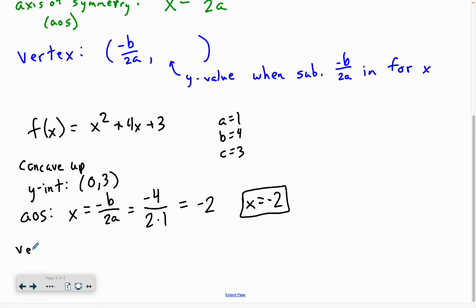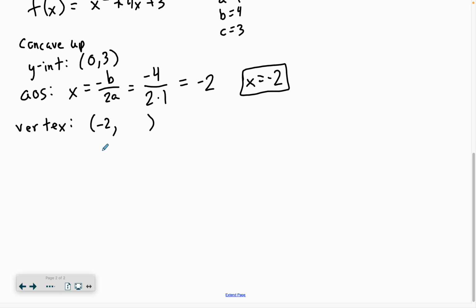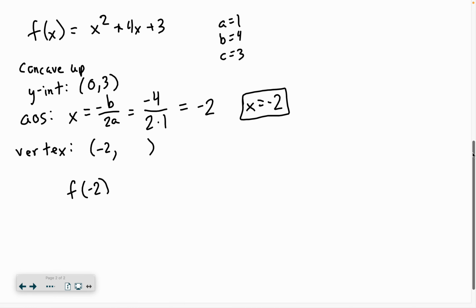Now to find the vertex. We know it's negative 2, comma, some y value. The y value is what we get when we do negative 2. So we're going to do f of negative 2. We are going to substitute negative 2 in for x from this equation up here. So it's going to be negative 2 squared plus 4 times negative 2 plus 3. All I did is I substituted negative 2 in for x.